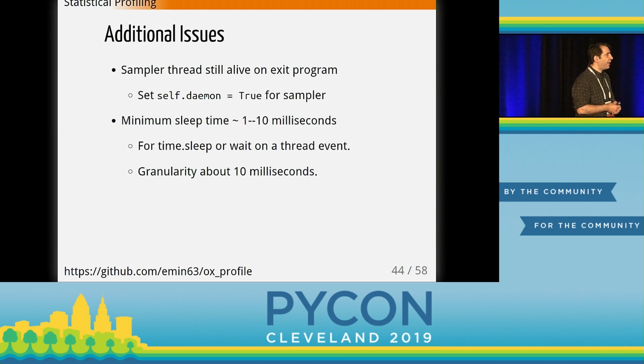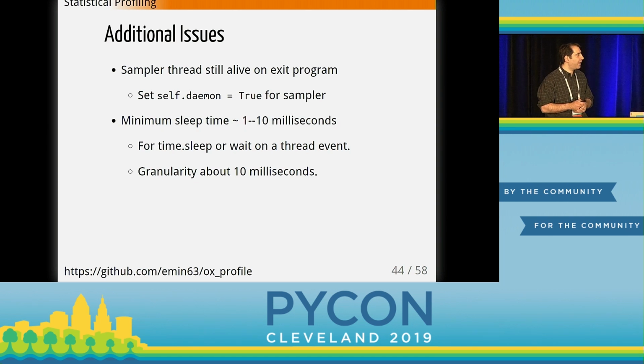Another thing to keep in mind: I mentioned before that in theory, if you have the sampling interval going all the way down to 0, then your statistical profiler is going to turn into a deterministic profiler. That's true in theory, but time.sleep currently has some minimum granularity of like 1 to 10 milliseconds. It's not really a big deal unless you're doing super high frequency trading or something where you can execute code really fast, but just worth keeping in mind.